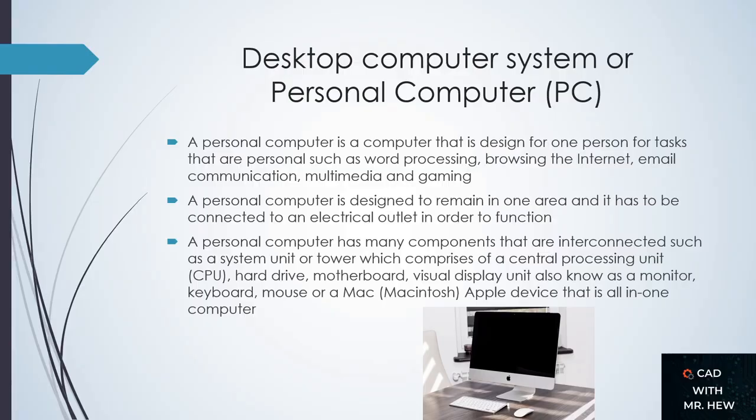A personal computer has many components that are interconnected, such as a system unit or tower, which comprises a central processing unit, which is also called a CPU, a hard drive, a motherboard, a visual display unit, also known as a monitor, a keyboard, a mouse, or a Mac Apple device that is an all-in-one computer.